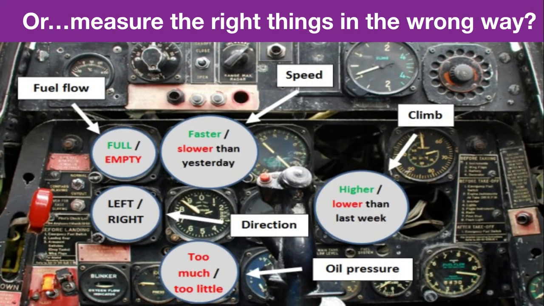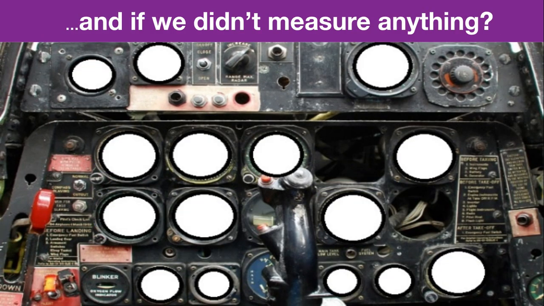Or what if we measure the right things but the wrong way? Here are the binary comparison version of the cockpit dials. Again, all the same measures as in the original configuration, but presented in a way that really can't tell you anything useful at all. And what if we just didn't measure anything? Well, we'd be flying blind, and I definitely wouldn't want to be a passenger on that plane.